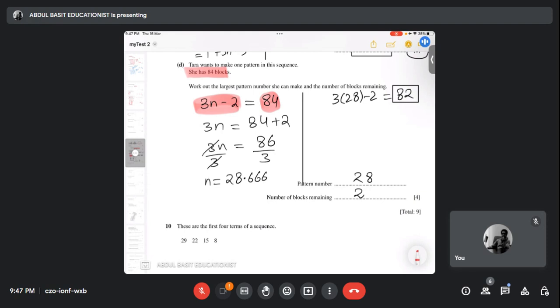n value which is 28.6, so it means that she can make 28 patterns complete and this 0.6 will be the leftover blocks. Is this clear? Yes. Now then I saw that if I put 28 in 3n minus 2, I get 82. It means that out of 84, 82 blocks are used and 2 are left. Is this clear? Yes.